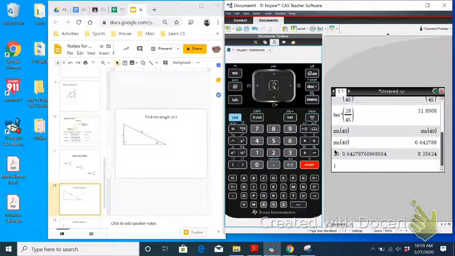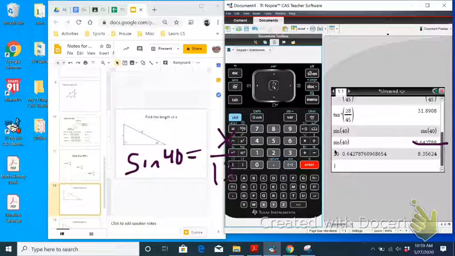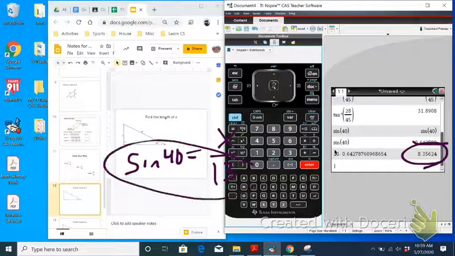And again, if you're not sure what I just did there, I just did the sine of 40, which I substituted in, 0.6427 was equal to x over 13, and then I cross multiplied. So I got this number by doing 13 times the sine of 40.